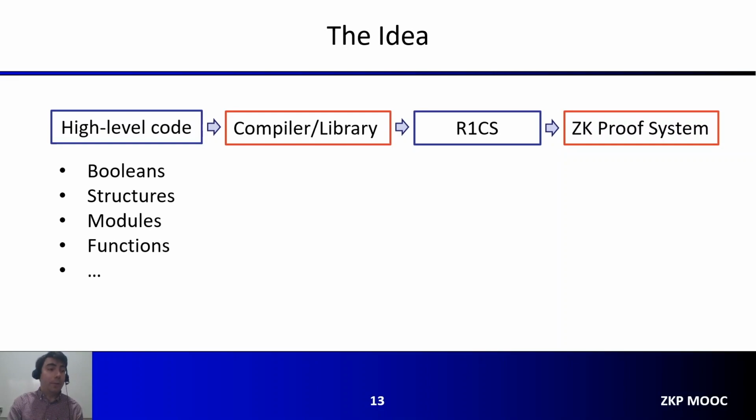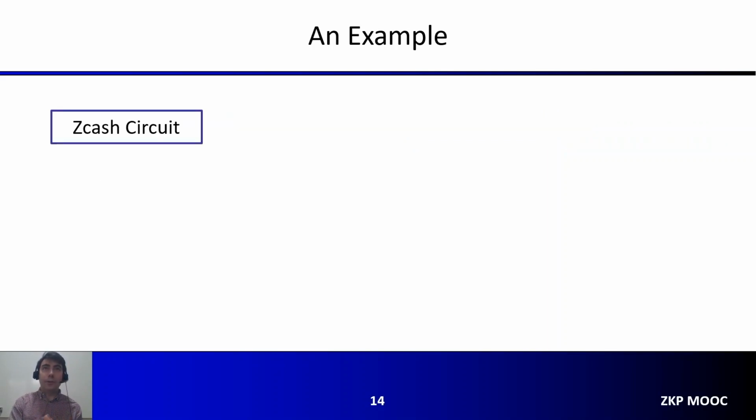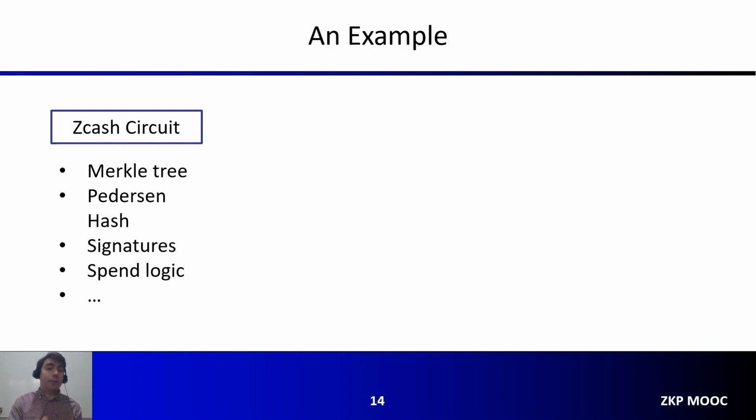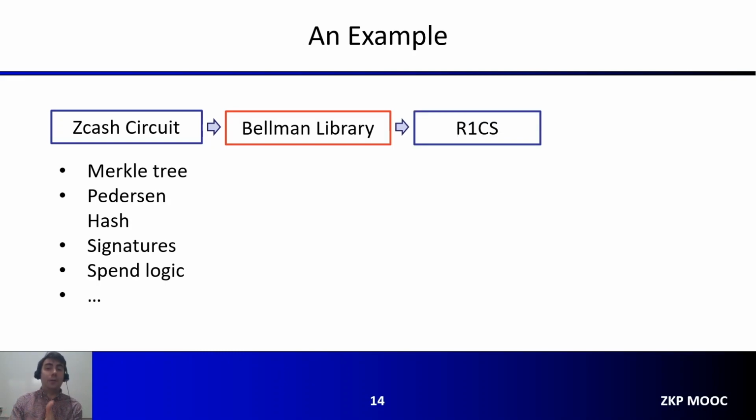Basically every real deployment of zero-knowledge proofs is built in exactly this manner. So to give you an example, the Zcash cryptocurrency is built like this. The core of the Zcash cryptocurrency is this predicate that describes what it means to spend money anonymously. And the description of that predicate is a circuit that involves ideas such as Merkle trees, Pedersen hashing, signatures, and logic that describes when it is and is not okay to actually spend money. And so the Zcash circuit is written down using a library called Bellman, and what Bellman produces on its output side is a set of rank 1 constraints.